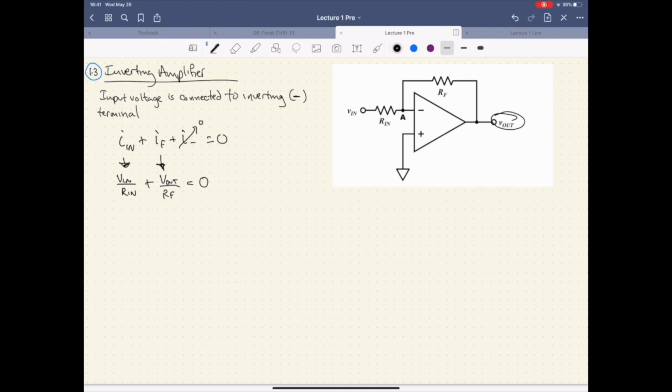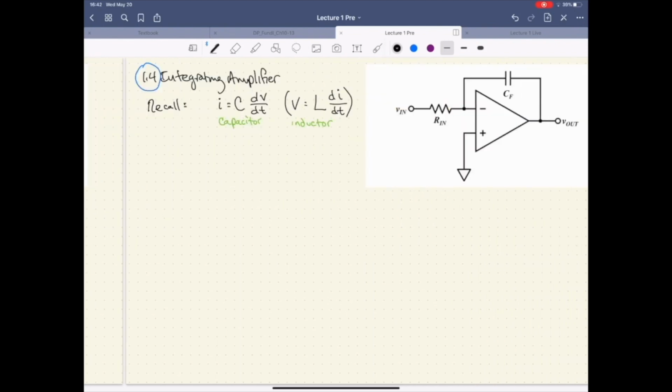We rearrange our terms to isolate V out, and we find that V out is equal to minus RF over RN times VN. That's it. We've solved it. Took us 3 lines. Not too bad. So you guys should be able to do this. If you understand what's going on at this node in terms of KCL, you're in great shape.